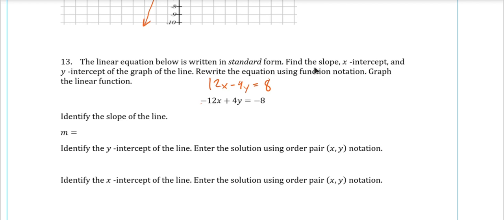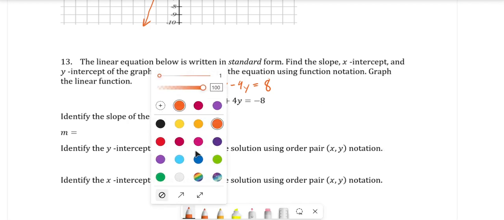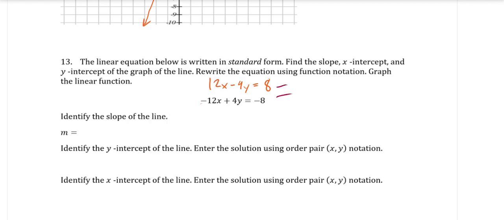Find the slope, x-intercept, and y-intercept of the graph of the line, rewrite the equation using function notation, and graph the linear function. All right, this is no big deal. The first thing that we should do, though, is we should rewrite this or this, doesn't matter. This is in standard form, but this is what they gave us. Rewrite either of these to solve for y, and you'll get the same line. So how do we do that?